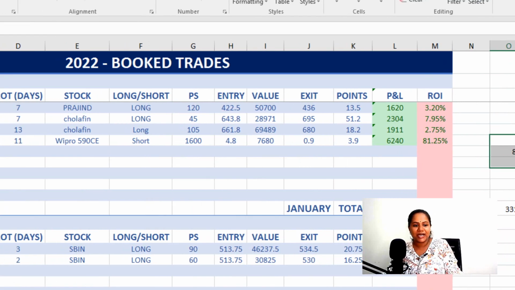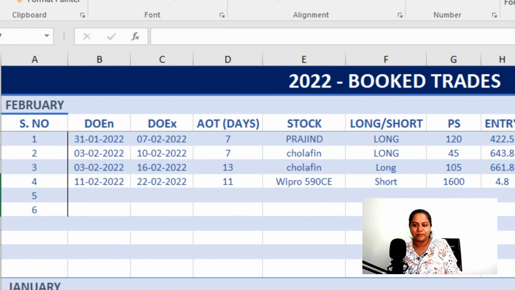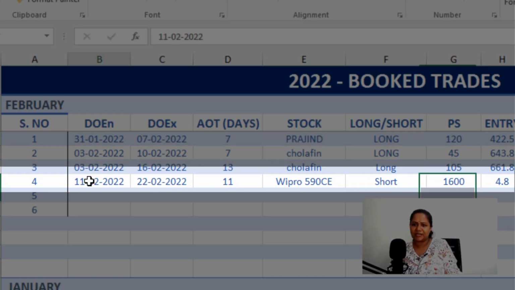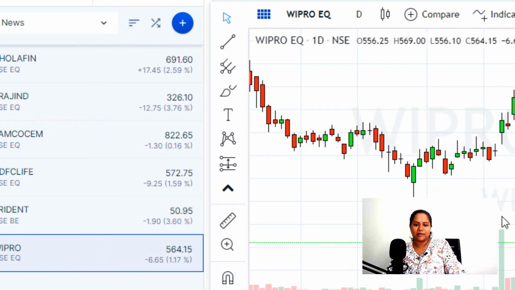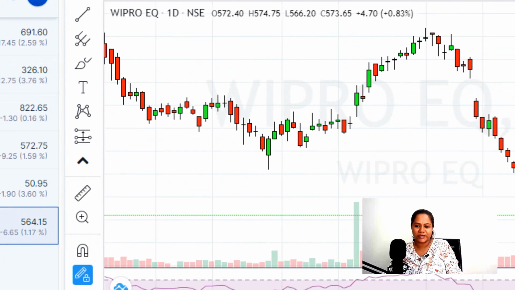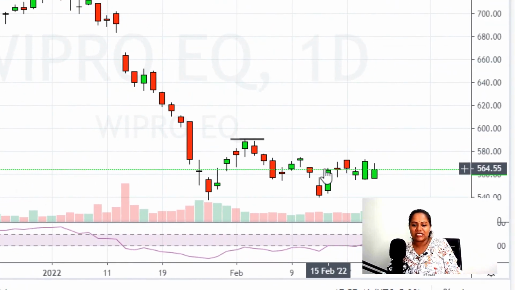So the last trade I took in the Upstox account was in Wipro. As you can see, I entered on 11th. I exited on 22nd, which is today. So I held it for 11 days. Made a profit of about 6,000 rupees in this. In Wipro, I noticed that it is once again making another swing high. So I was able to identify the reversal over here. So on 10th I noticed, and 11th I made an entry.